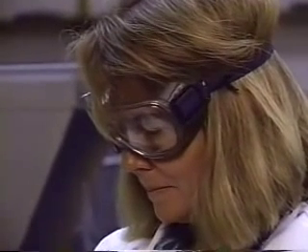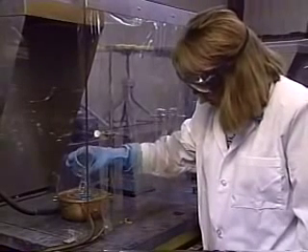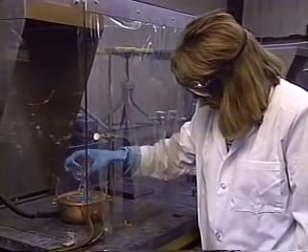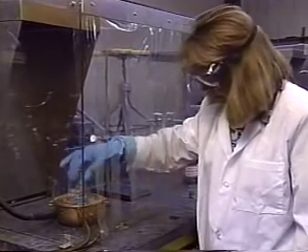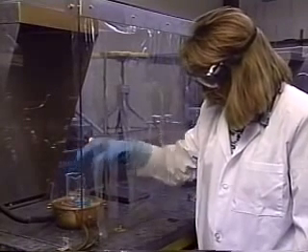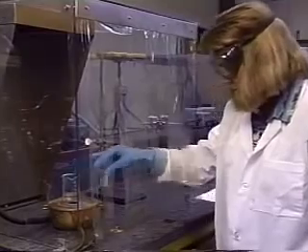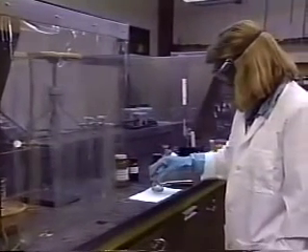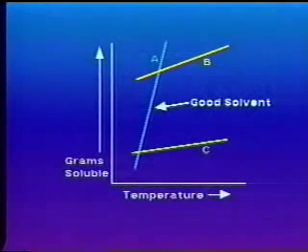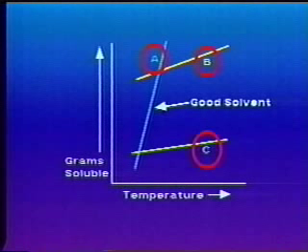Before you begin a crystallization, you must choose the proper recrystallization solvent. Ideally, the compound should be very soluble in the hot solvent and only slightly soluble in the cold solvent. The diagram illustrates the amount of a hypothetical compound that can be dissolved in 3 solvents, A, B, and C, as the temperature of the solvents is increased.